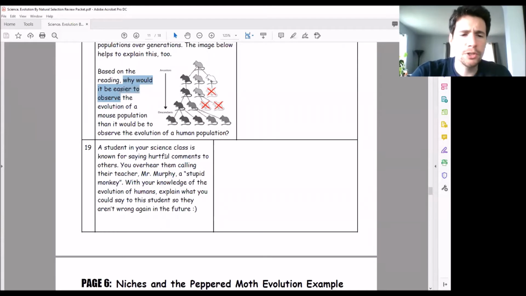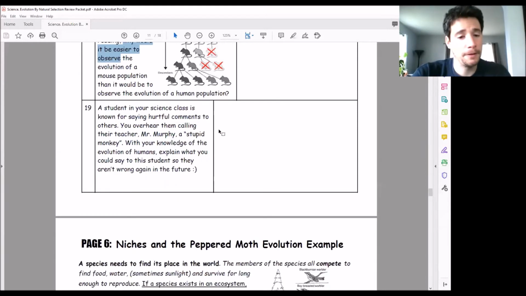So 19, a student in your science class is known for saying hurtful comments to others. You overhear them calling their teacher, Mr. Murphy, a stupid monkey. With your knowledge of the evolution of humans, explain what you could say to the students so they aren't wrong again in the future. So if they called me a stupid monkey, they should know, because you know, that I am not a monkey and that my ancestors were not monkeys either. So explain that to them.